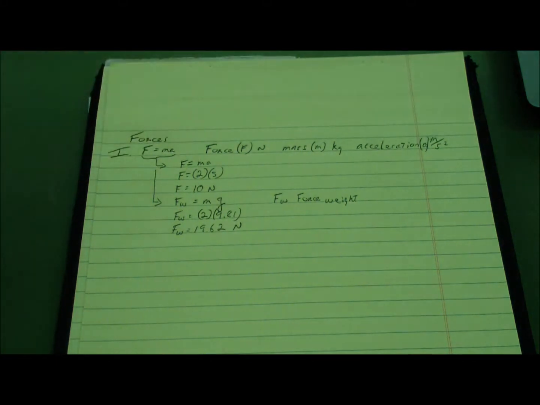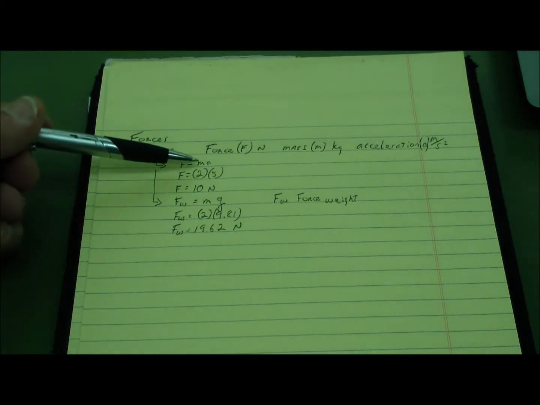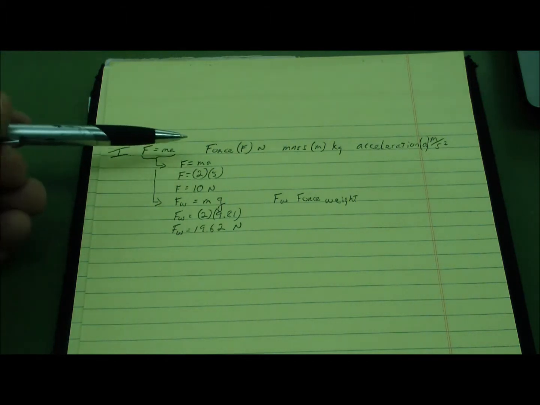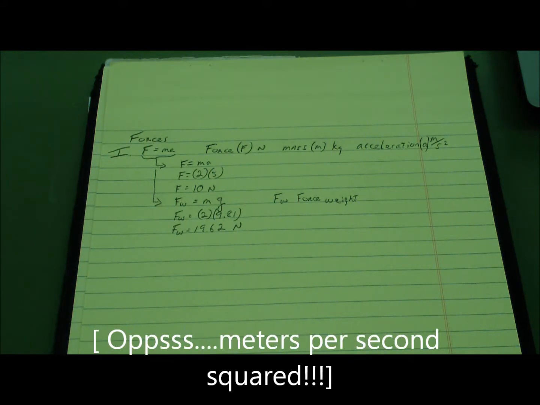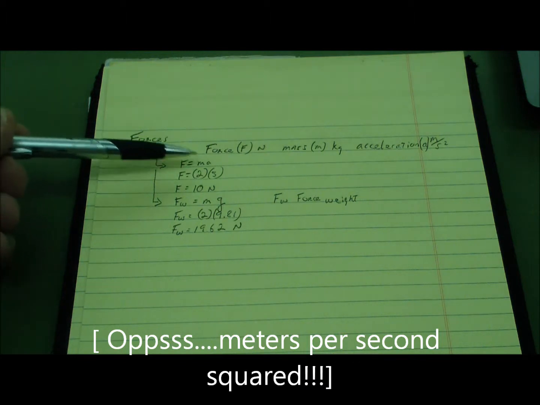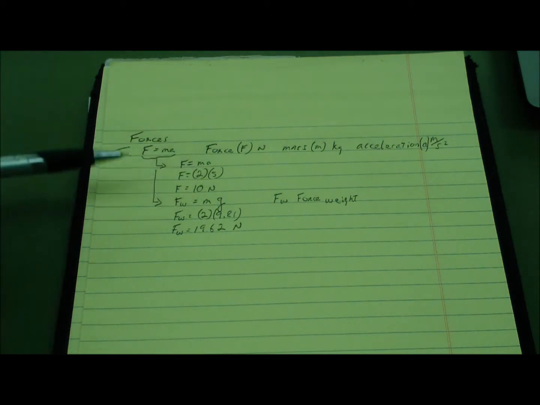So let's say that we have a mass of 2 kilograms and it's undergoing an acceleration of 5 meters per second squared. How much force was needed to accelerate this object? And very simply, 5 times 2 is 10 newtons.